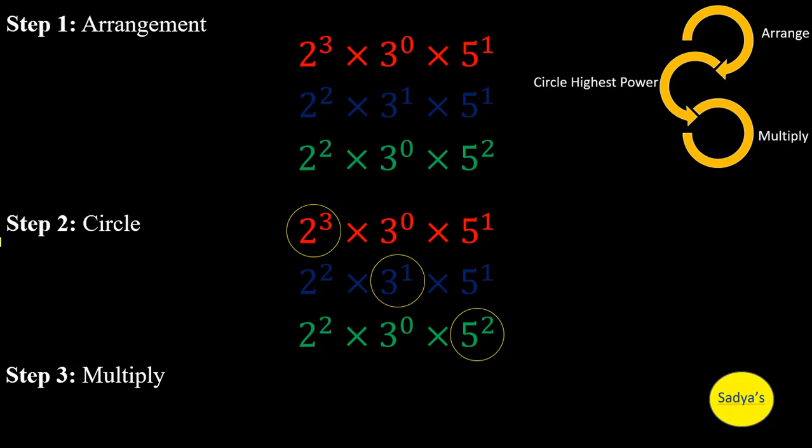To get LCM, we multiply the circled numbers together. 2 cubed multiplied by 3 raised to the power 1 multiplied by 5 squared. 2 cubed is 8, 3 raised to the power 1 is 3 and 5 squared is 25. Multiplying these together gives us 600 as the LCM.